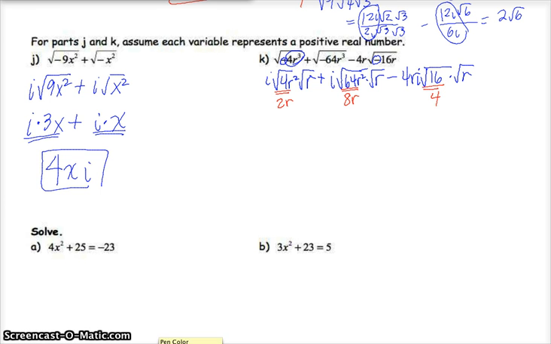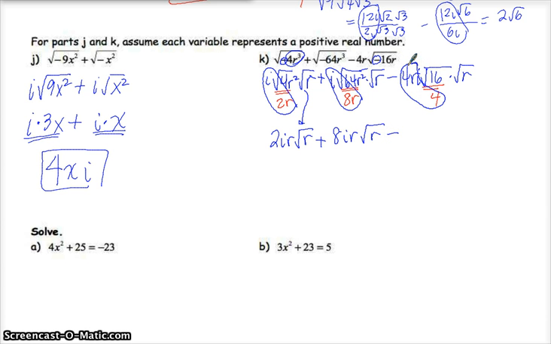So now I'm going to go back and multiply i times 2r, so I get 2ir, and then I have to bring down my root r. And then here I'm going to multiply i times 8r, which is 8ir, and multiply that by root r. And then my final one, I have 4r, i times 4, which is 16ir, and then root r. So they all have i's, so 2ir plus 8ir minus 16ir, and they all have root r.